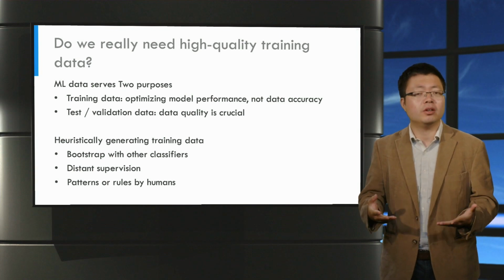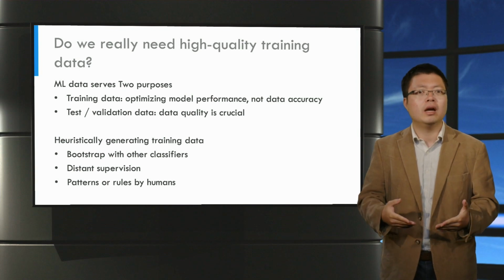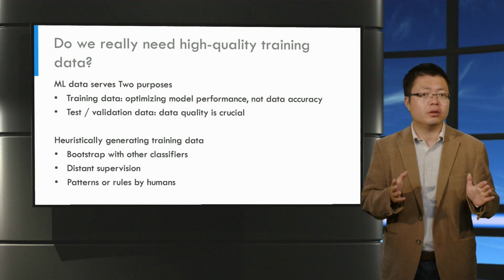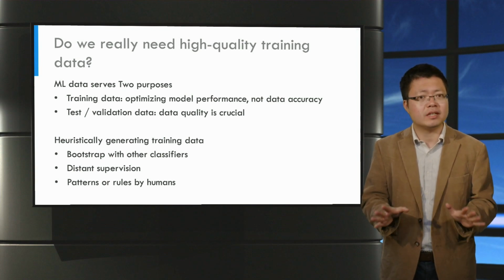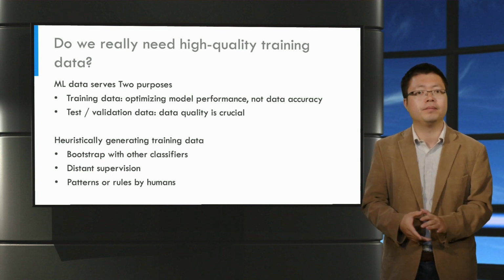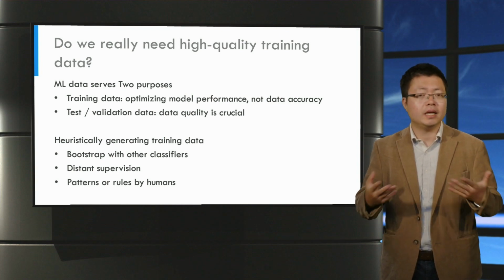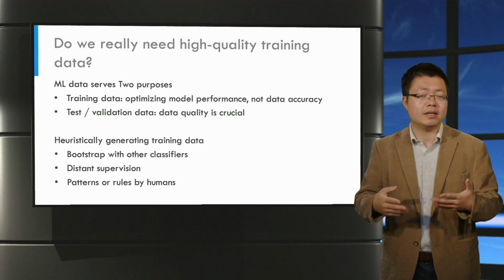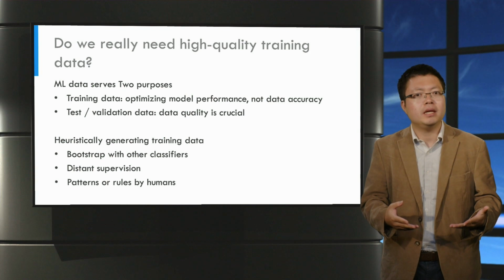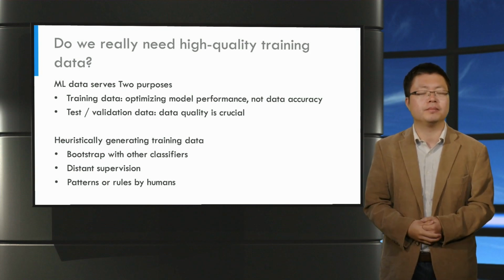Data quality is important when it comes to model testing or evaluation, when we need to have a good measurement of how well the model works. But for model training, what we care most of the time is optimizing model performance, not the accuracy of the data. Of course, data accuracy helps, but that can be compensated sometimes by data size. A large amount of low-quality labels might be more useful than a small number of high-quality labels.